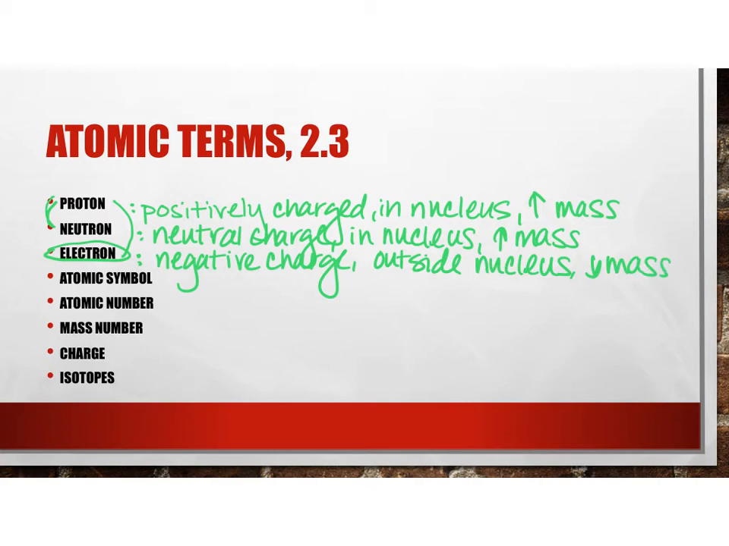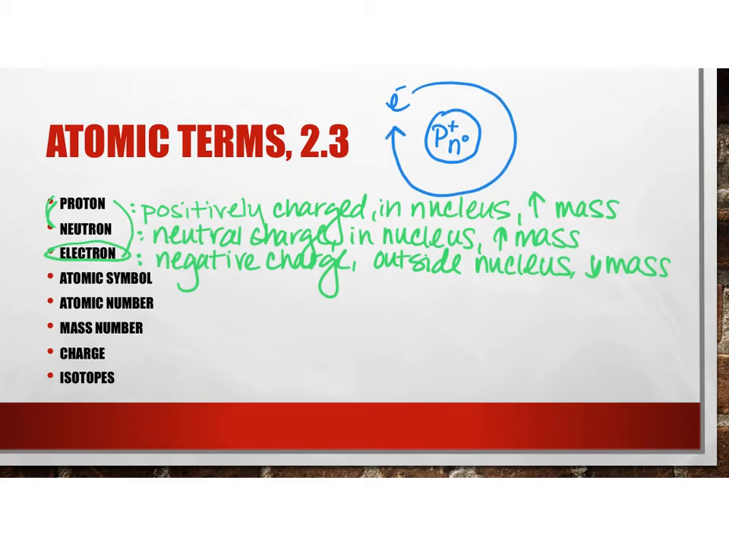All right, so now you have some understanding of proton, neutron, and electron. I'm going to draw up an example. So proton and neutron, they're contained in the nucleus, and an electron orbits around the nucleus.